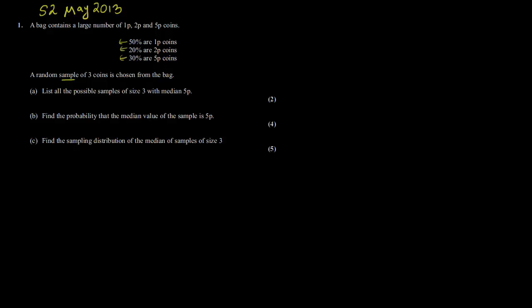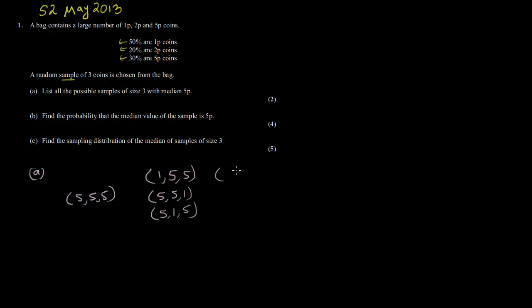So what can happen over here? The first thing that can happen is we can have everything is 5: 5, 5, 5. Now we can have only one 1 pence and everything else is 5 pence. So we can again rearrange it. Remember, it's a sample, every possible thing that can happen. So we can have 5, 5, 1, and we can have 5, 1, 5.